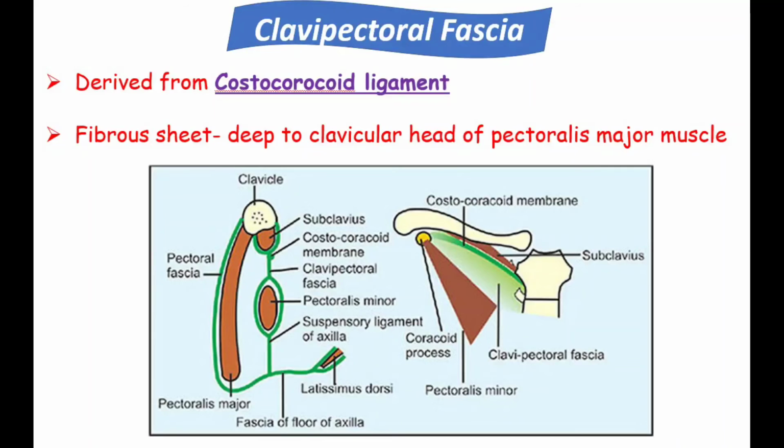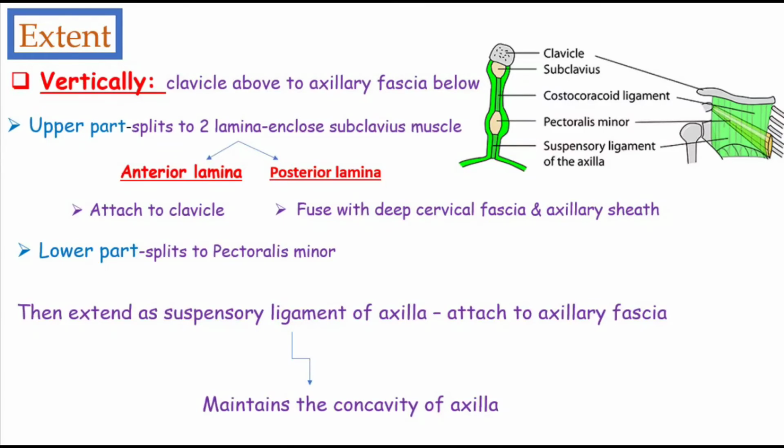It is derived from the costocoracoid ligament. It is nothing but the thick upper part of the fascia extending from the first rib near the costochondral junction to the coracoid process. So it is a fibrous sheet which is situated deep to the clavicular head of the pectoralis major muscle. So in the diagram you can see clearly.